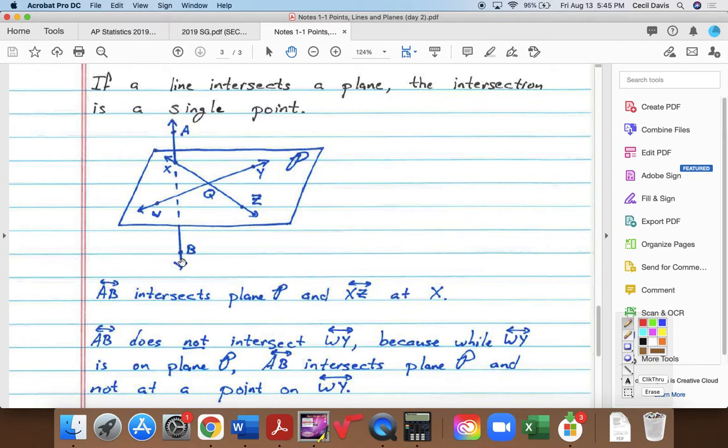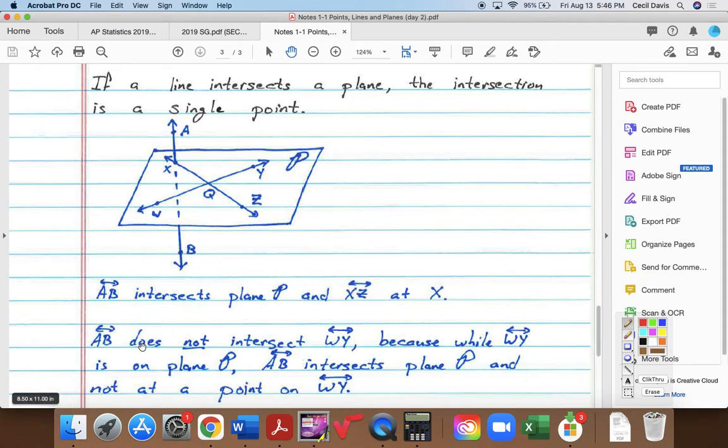This line, line AB, is intersecting the plane. The line only actually touches the plane at point X. Point X is on the desk in the plane and on your pencil. It's on the line. It's in both. That's why it's called an intersection. An intersection is something that belongs to two different groups. So X is the intersection of line AB with plane P. So we say line AB intersects plane P, and line XZ also at X. X is a part of all three of these.